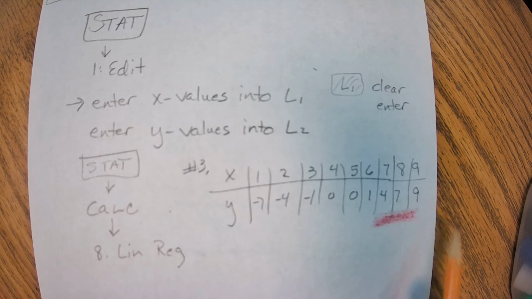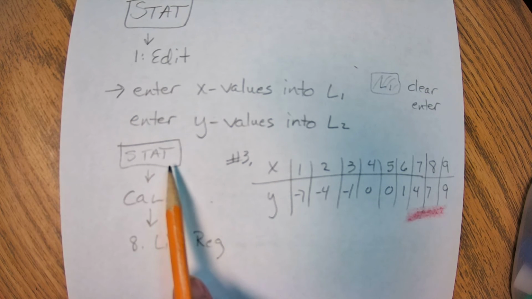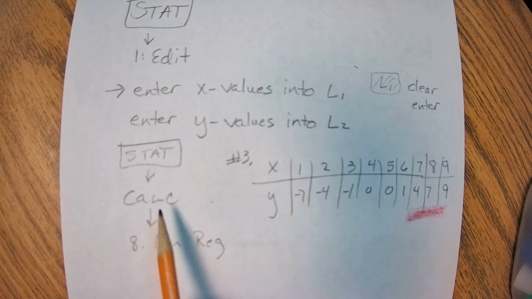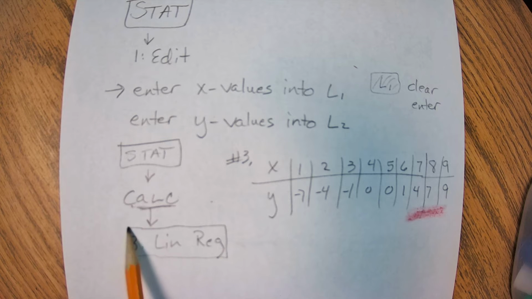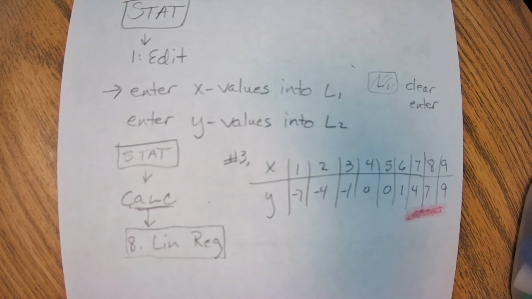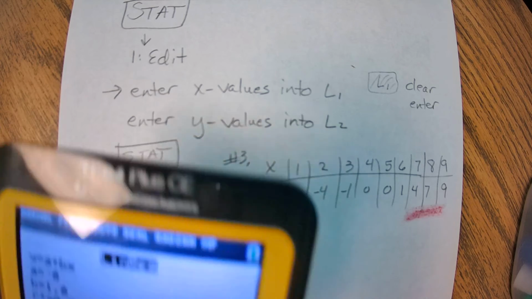When you're done with that, you're going to go back to the stat button, and then you're going to cursor over to the right to the word calc, and then you're going to choose number 8, linear regression. And then when you do that, I'm going to show you on the calculator what you're going to see.